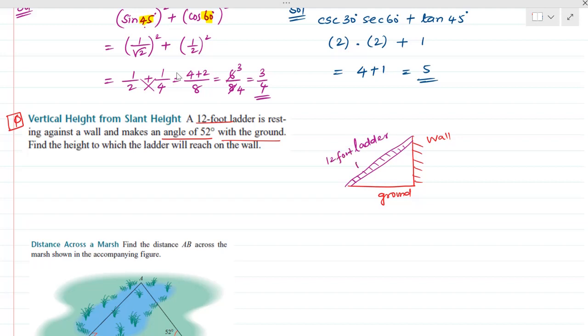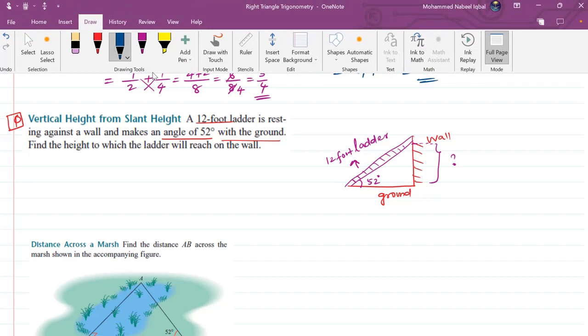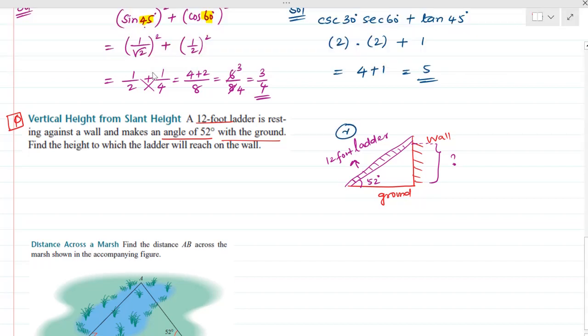A 12-foot ladder is resting on the wall, and we have to find the height at which the ladder reaches the wall. This length I have to find. The ladder length is given, and it makes an angle of 52 degrees. Here R is given, and you are asked to find the value of the opposite side, the wall.